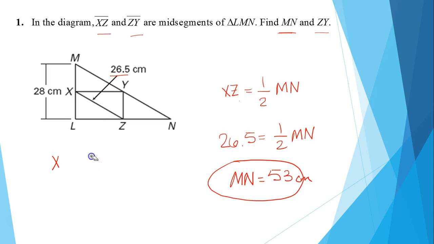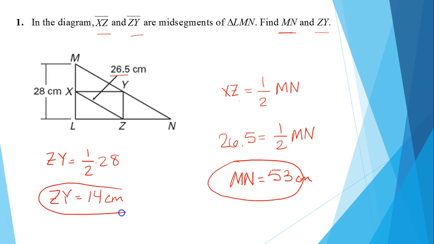Not X, but ZY. Sorry guys. There. ZY is 1/2 of ML. Well, 1/2 of 28 is going to give us 14. And we're done.